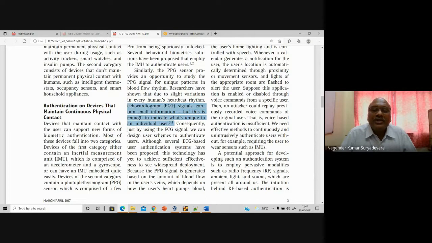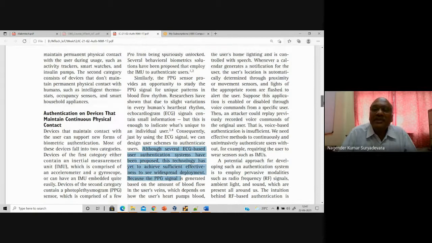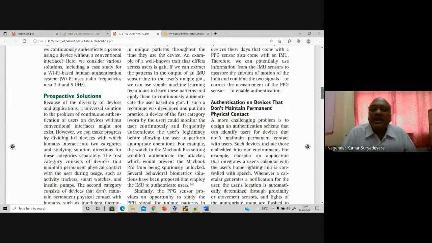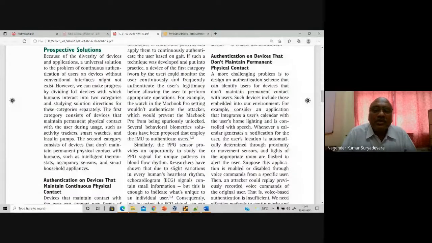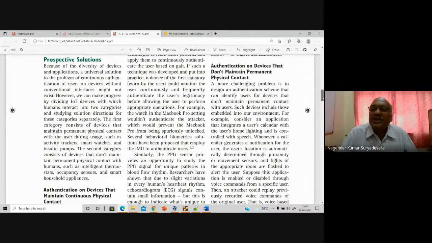So using ECG or PPG signals also, you can identify whether the right person is using the right device or not. Consequently, just by using the ECG signal, we can design user authentication schemes. Although several ECG schemes have already come, a wide demand remains, and there are some limitations here because the amount of blood flow in the user's veins also affects the PPG signals that you retrieve. So this is how authentication has been performed using PPG and IMU, and that's the information they have given here.